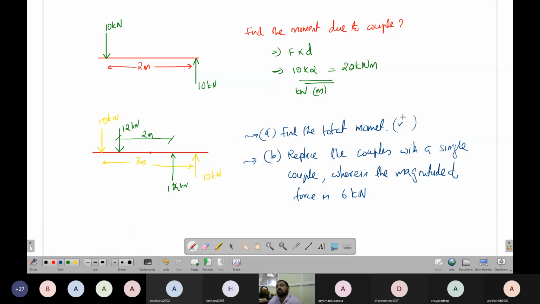What is the answer? ഇതിലെ 54. 54 ആണോ? അൽതാഫ് പറയും. 12 times 2 plus 10 into 3. So 30 plus 24. അല്ലേ? 54. What about the second one?